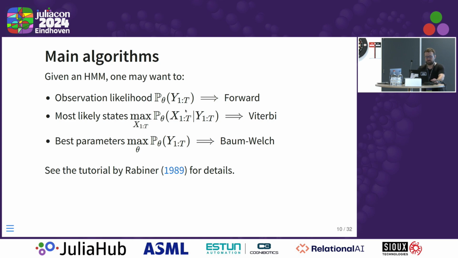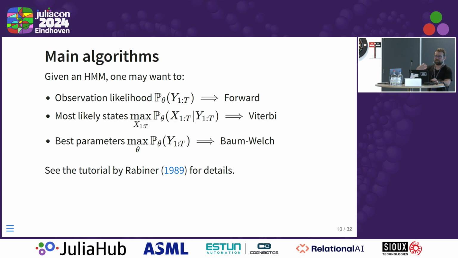Then you may want to ask, okay, I have observed this sequence y. What is the most likely sequence of states that could explain such observations? And that is solved in turn by the Viterbi algorithm. And finally, you can ask, okay, I have 1 or more observation sequences, but this time I don't know the model.